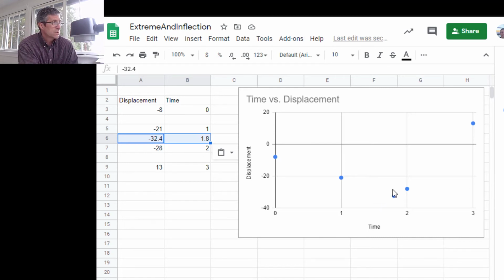Second thing that we're interested in doing is finding the inflection point. So think about this graph. It starts out accelerating in the negative direction, and then it starts accelerating in the positive direction. So there's a change in acceleration. My acceleration went from negative to positive, so we can find out where that happened.